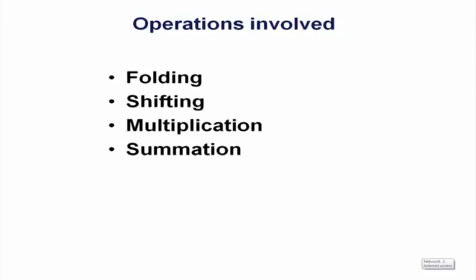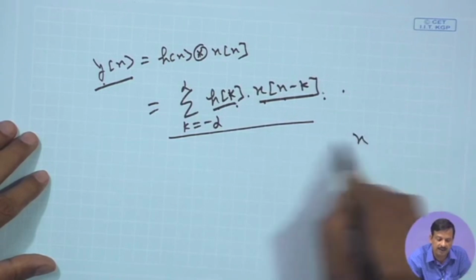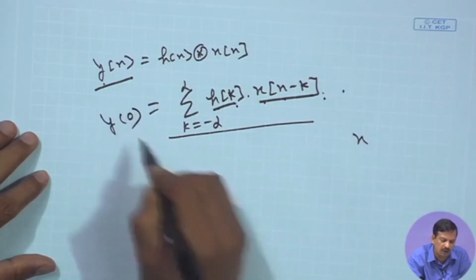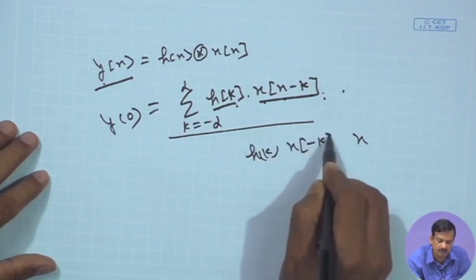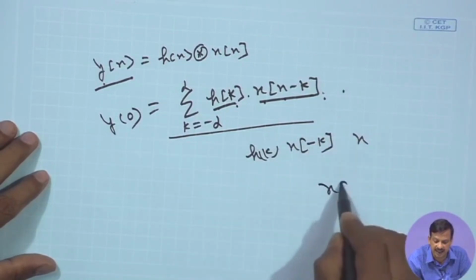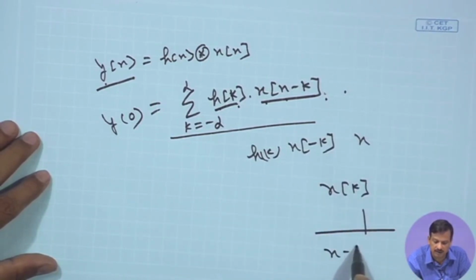How is it done? How many operations are involved? It is folding, shifting, multiplication and summation. If you look at this equation, it is nothing but folding. If I say n equal to 0, then it is nothing but h[k] multiplied by x[minus k]. So, I can say x[k] is folded to produce x[minus k].